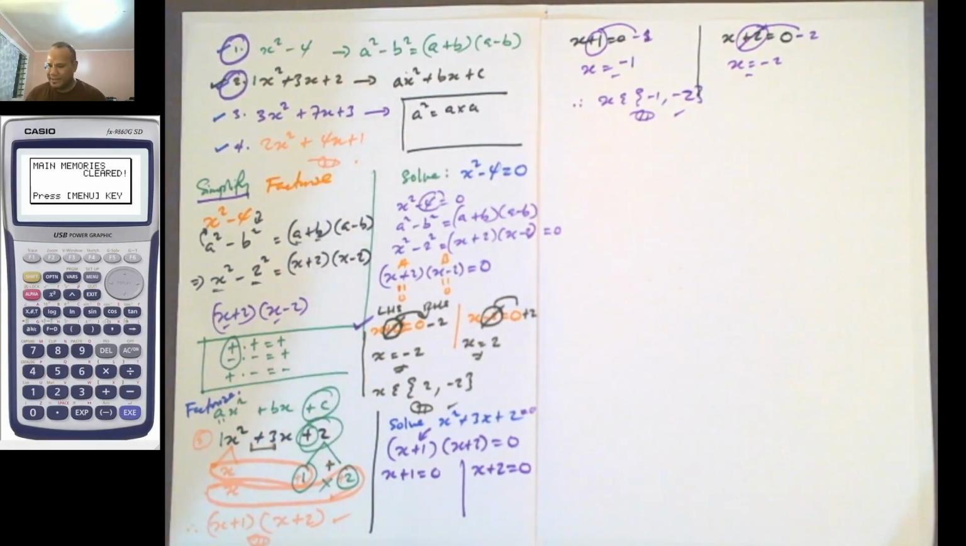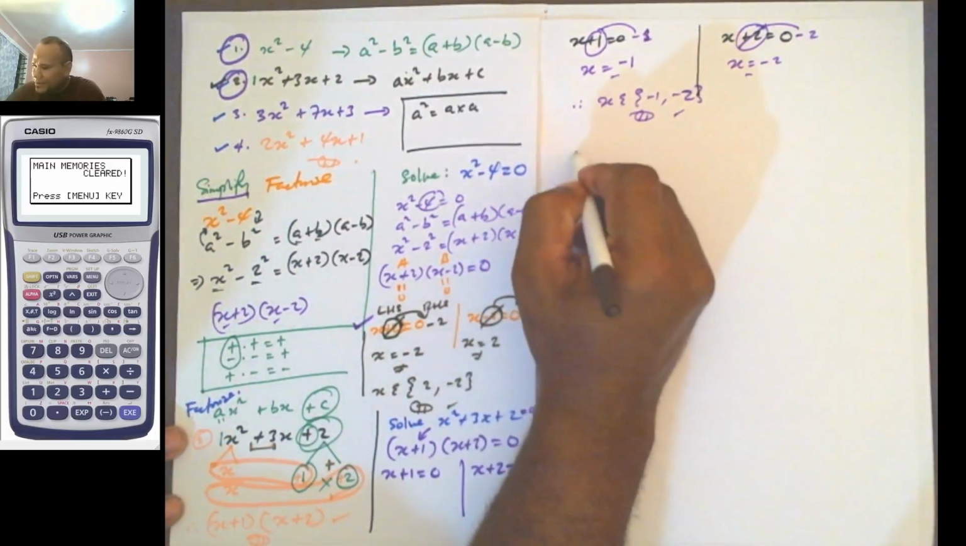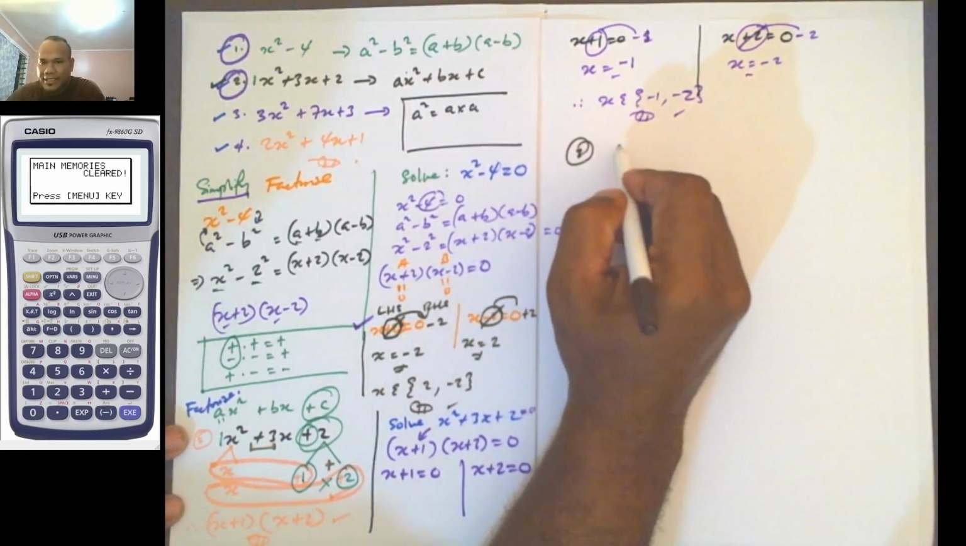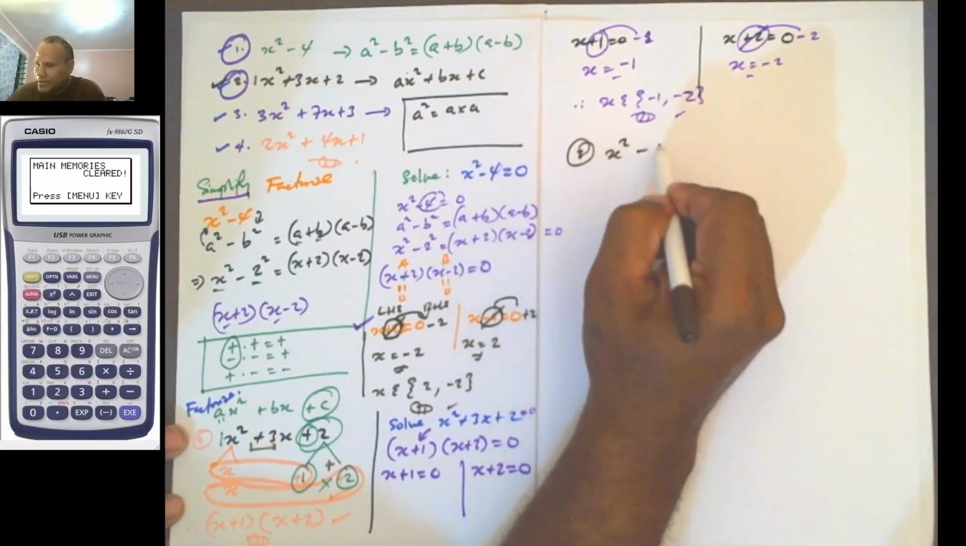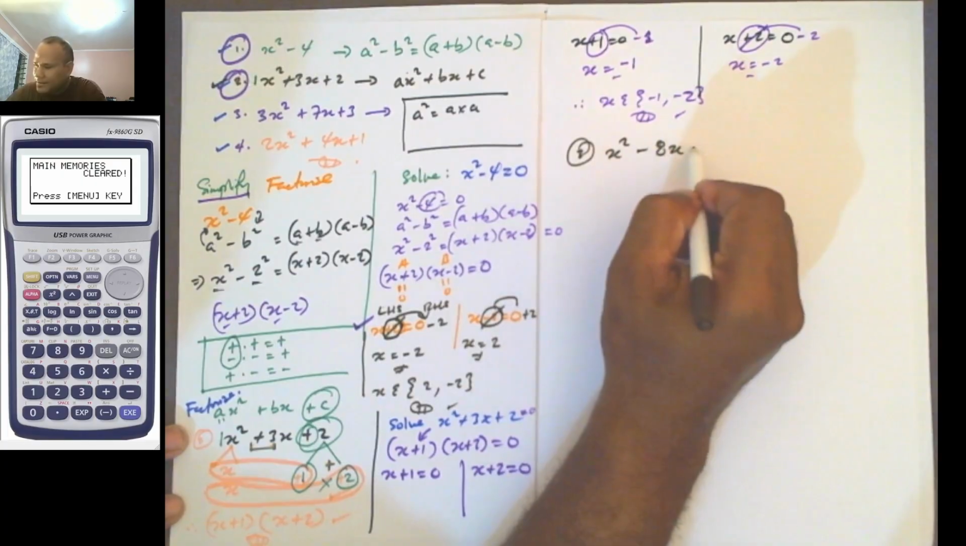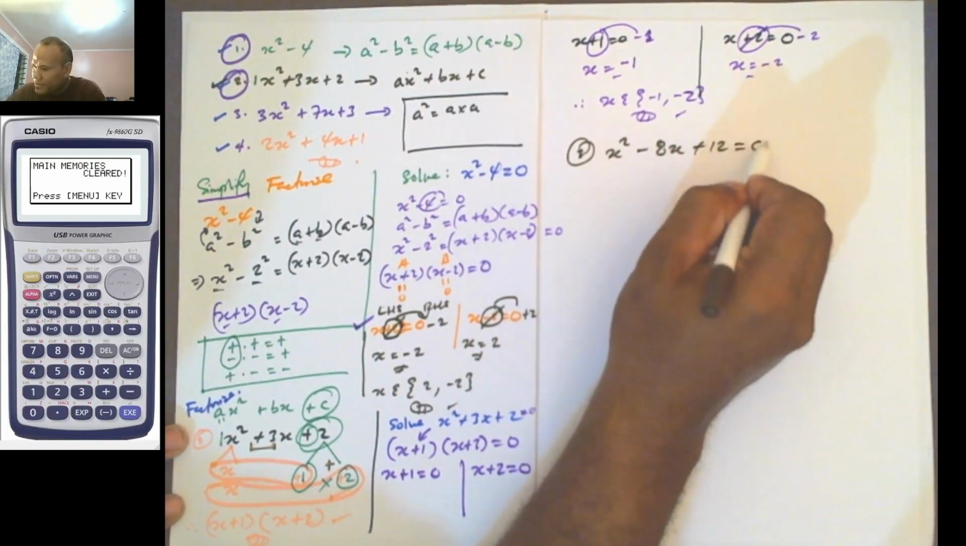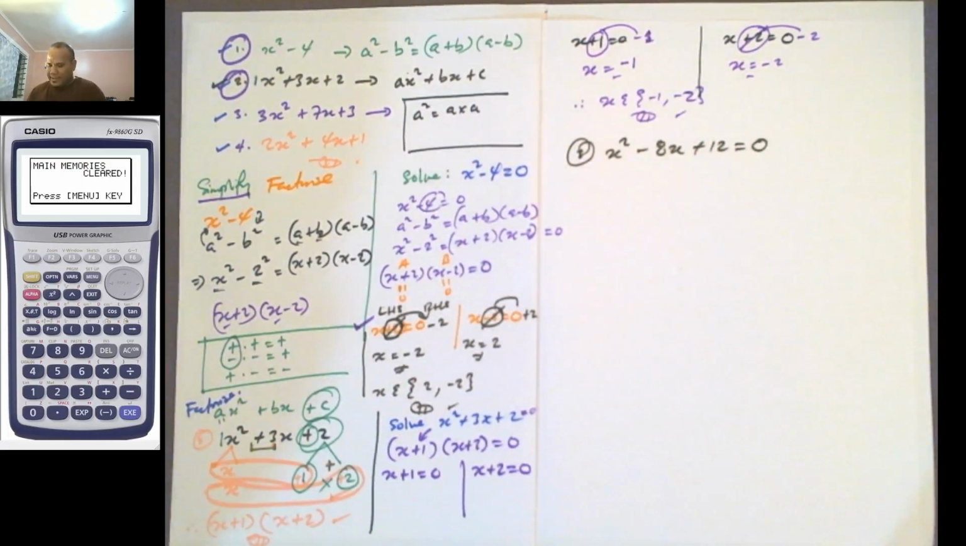Let's look at our third question. Let's stretch it a bit. Let's look at some questions where we have negative values inside. So that would be question number 3. This is an exam type question. They are saying solve x squared minus 8x plus 12 equal to 0. Now this time around we have a negative value here.